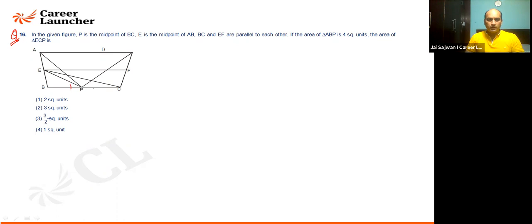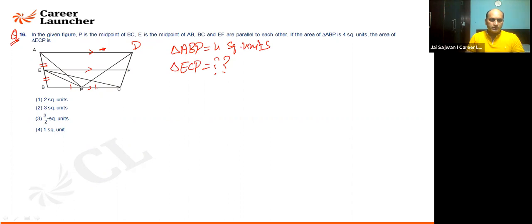P is the midpoint of BC, that is what is given here. E is also the midpoint given here. AB, BC and EF are parallel. EF, AD and BC, I hope you understand D is here. Find the area of ABP. The area of ABP is given as 4 square units. You need to find out the area of triangle ECP.